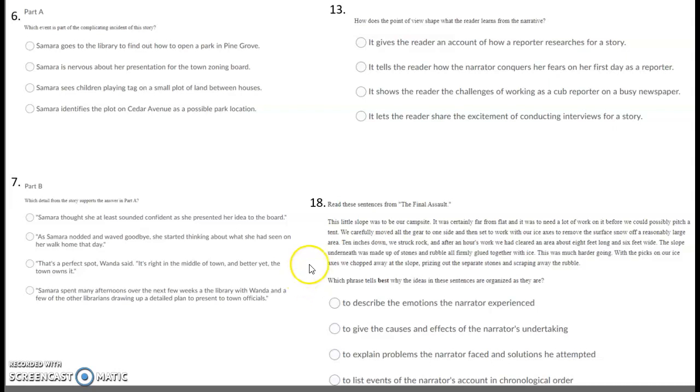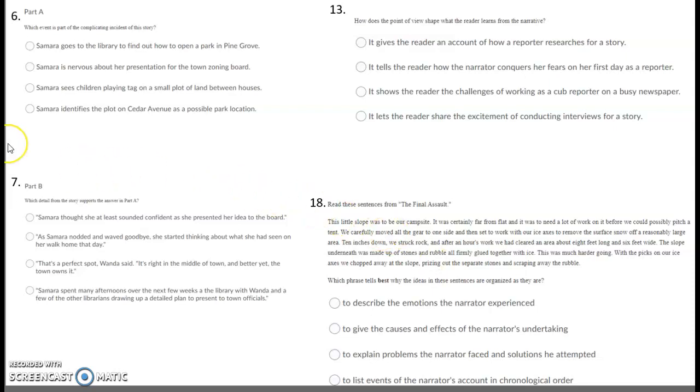But I think some of you got tripped up on that and focused on D as the answer. But when it's asking which phrase best tells why the ideas in these particular sentences are organized this way, it's a little deeper than that. Okay, so it's really about the problems and solutions if you go step by step. So at first, the problem is that the slope they're trying to get onto the campsite is far from flat, so they have to work on it. And here's how they do that. So again, problem solution is really the format here for this group of sentences. Okay.